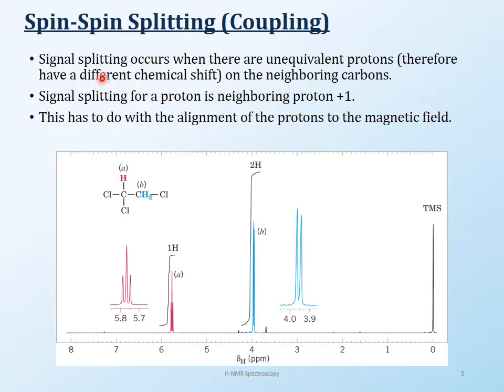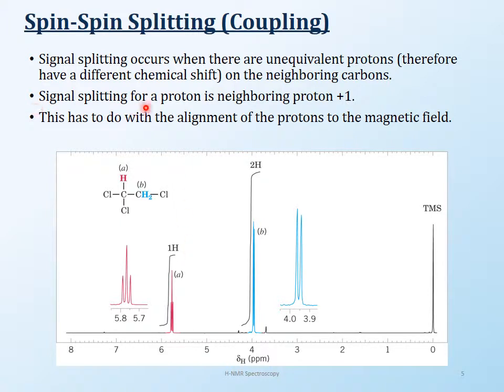The way signal splitting works is that if there are unequivalent protons next to each other, then you will see signal splitting. Unequal protons means different protons, which also appear at different chemical shifts. That's why you can see signal splitting over here. If they were coming at the same chemical shift, it would be hard for you to see. And if they were all equivalent protons, you will not see the coupling at all. So they have to be different.